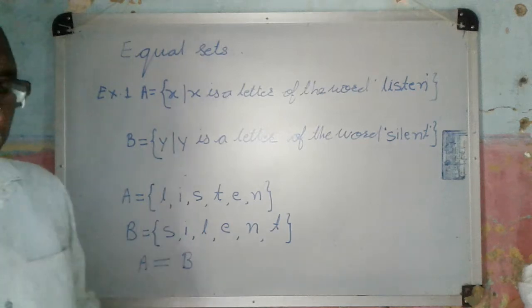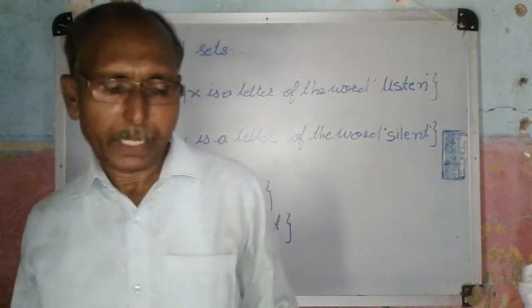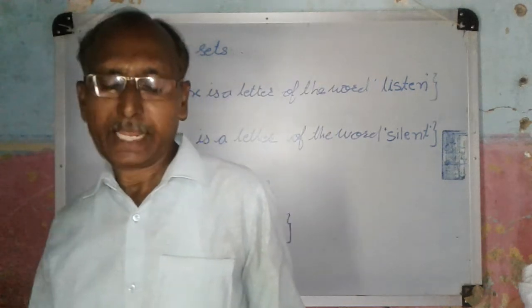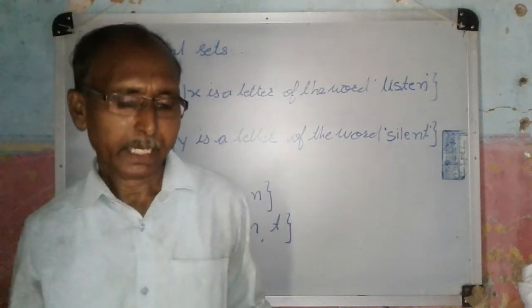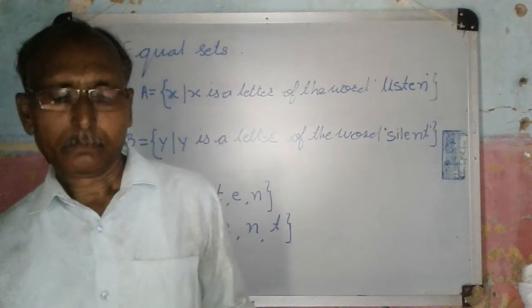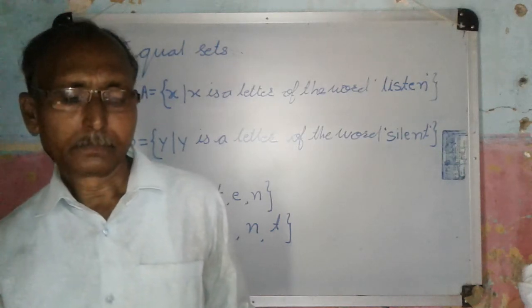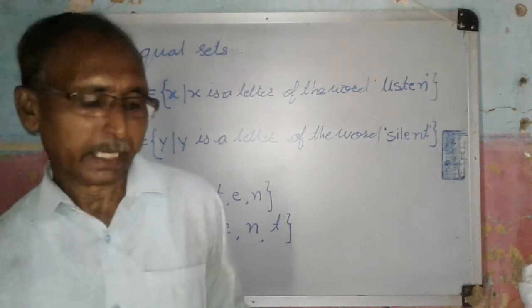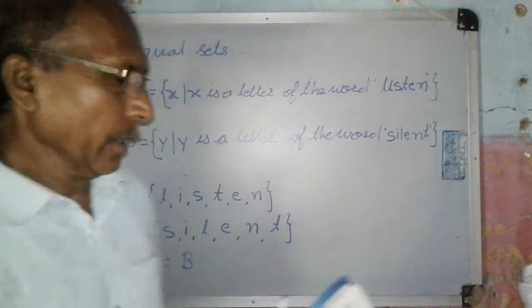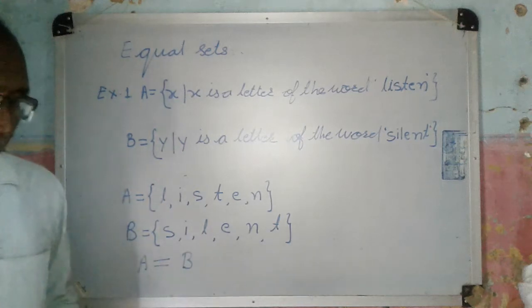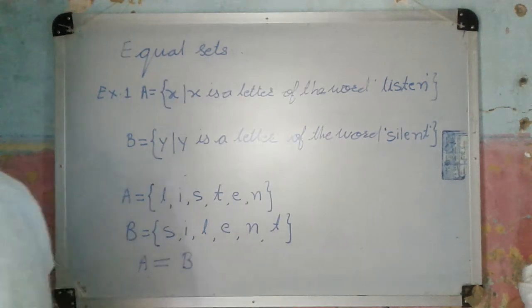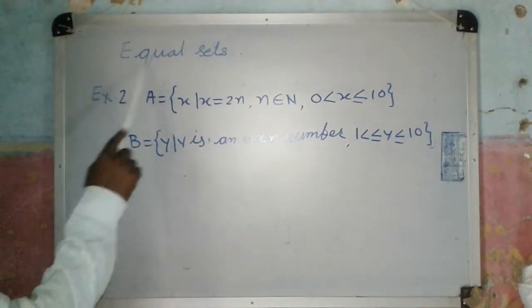That means two sets A and B are said to be equal if every element of set A is in set B and every element of set B is in set A. Then sets A and B are called equal sets, and symbolically it is written as A is equal to B. Now the second example of equal sets.